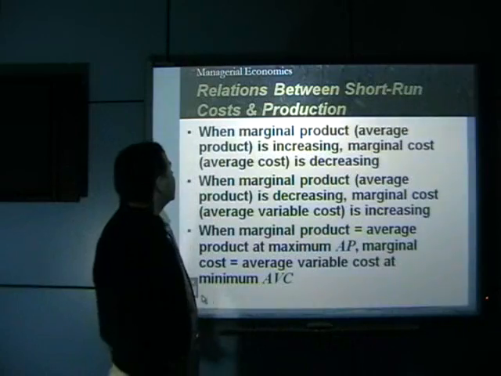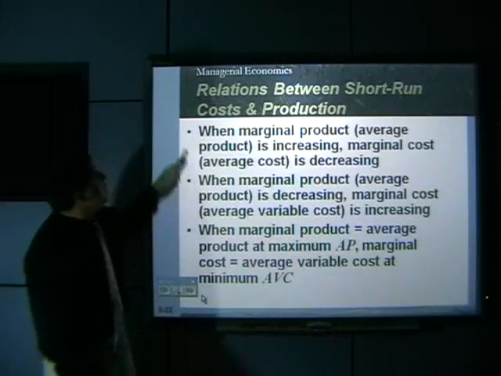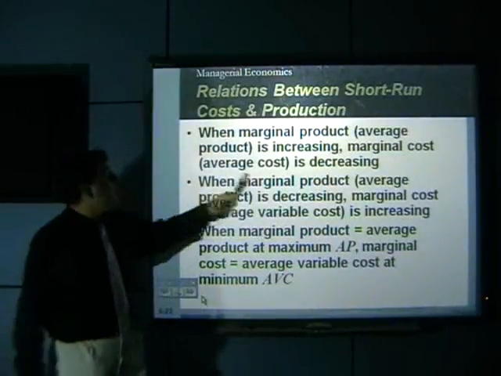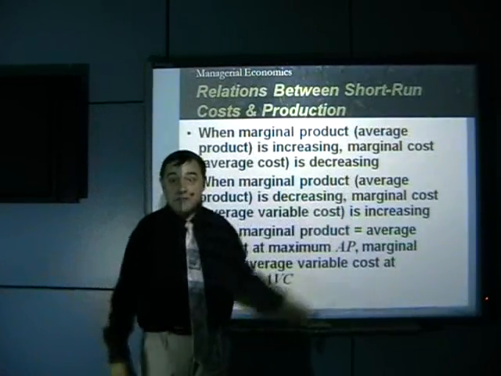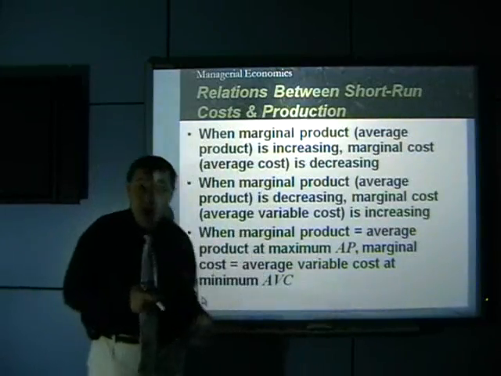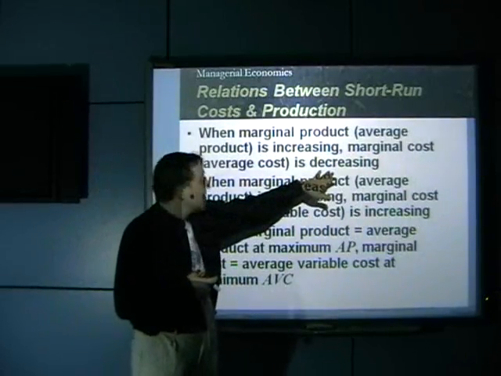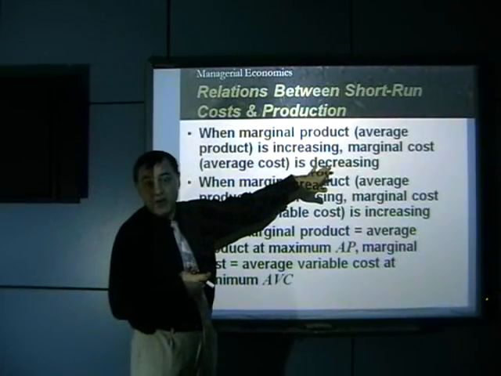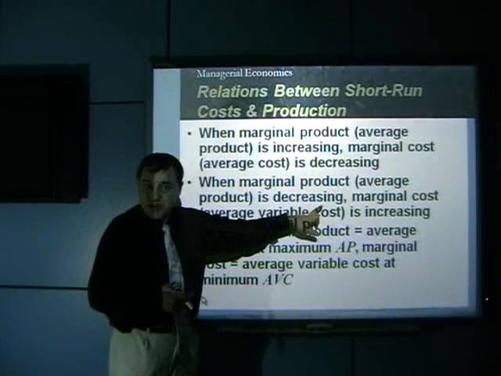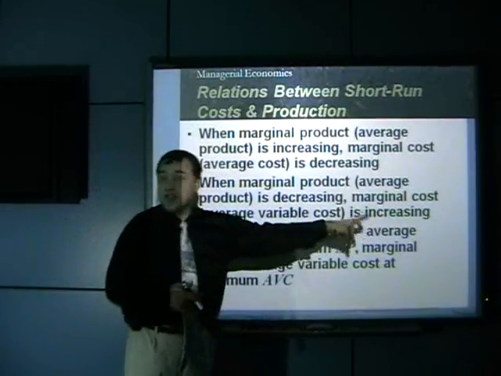Alright, so let's see what they're telling us. Probably the same story that I just told you. When marginal product is increasing, marginal cost is decreasing. Yes, right? Marginal product is increasing, meaning efficiency is rising. Well, if economic efficiency is rising, it must be that the cost is falling. That will be reflected. When marginal product is decreasing, which means that the efficiency falls, then the marginal cost is increasing.